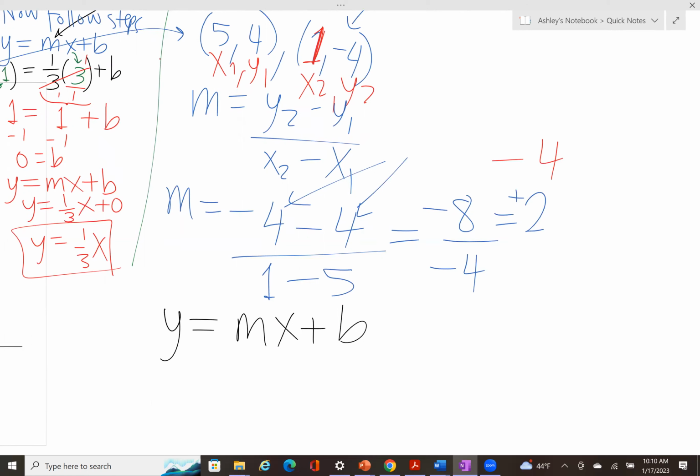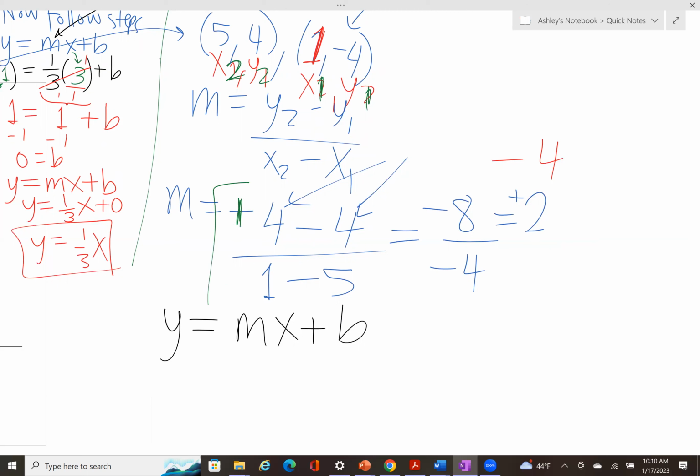Yeah, good question. So for me, I always just say whatever point was given to me first. They wrote 5, 4, so I'm going to call that my first one. But actually, it doesn't matter. If you were to label it backwards, if you said 5, 4 is my x2 and y2, and my 1, -4 is my x1, y1, it would look different.